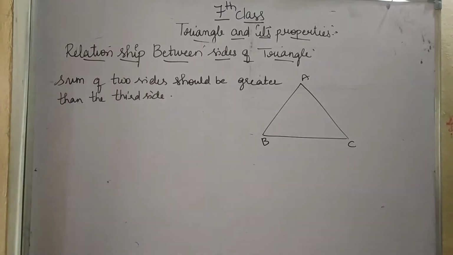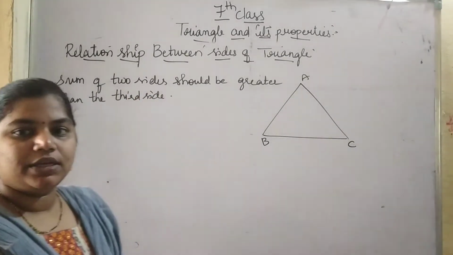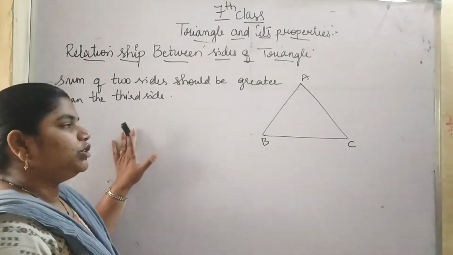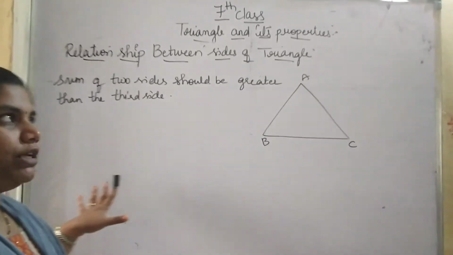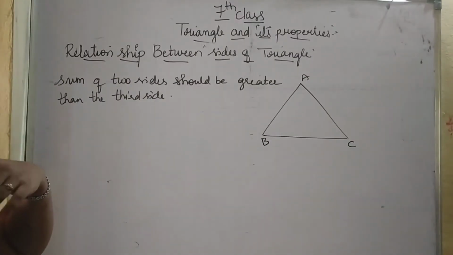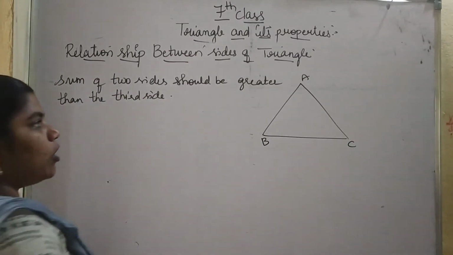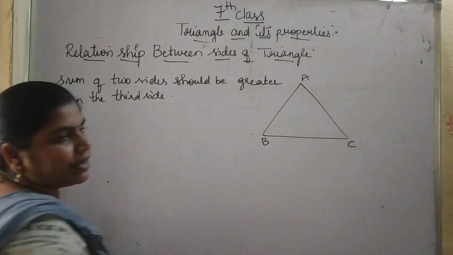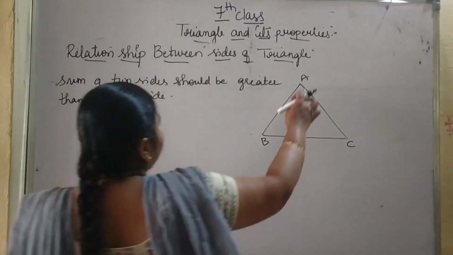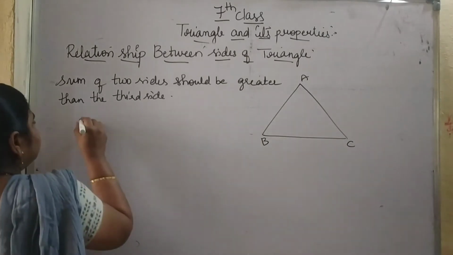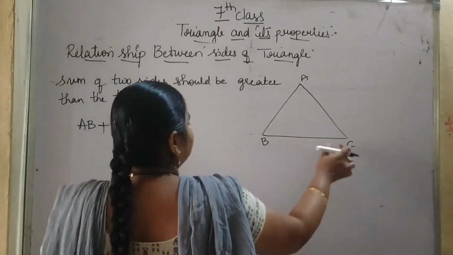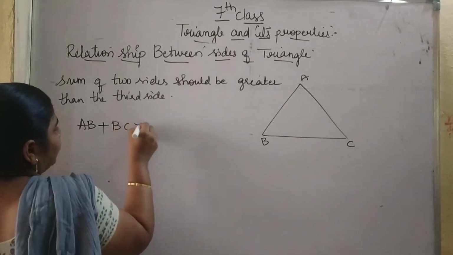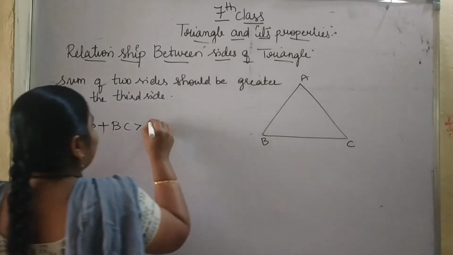So, what is the condition? The sum of two sides should be greater than the third side. When this condition is satisfied, a triangle will be formed. Sum of two sides, so you can take any two sides. Okay, so what I am taking? AB is one side, plus, sum is nothing but plus, the other side BC, should be greater than this CA value.